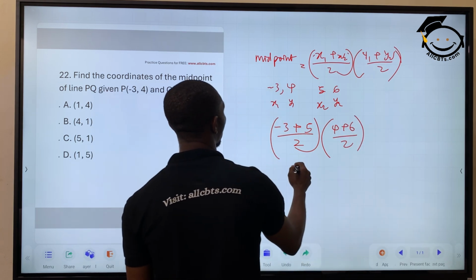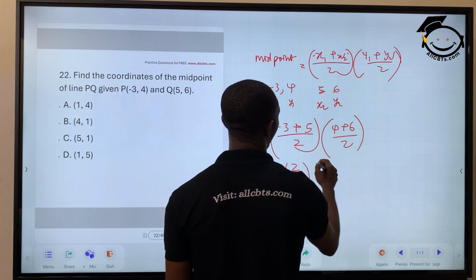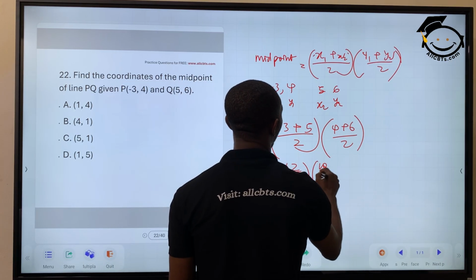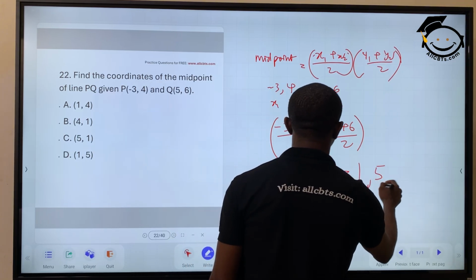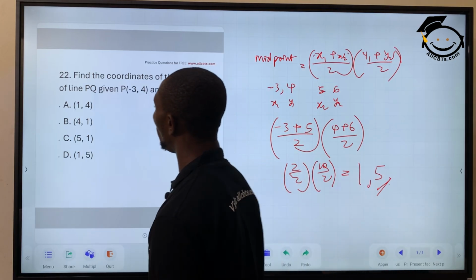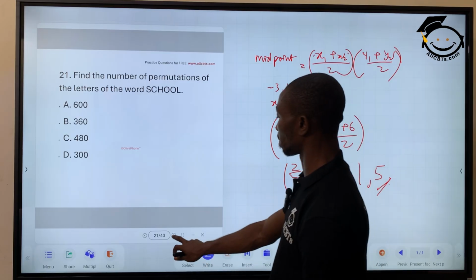So this gives us 2 over 2 and 10 over 2. So this will be 1 and 5. So the midpoint will be 1 and 5, which is option D.